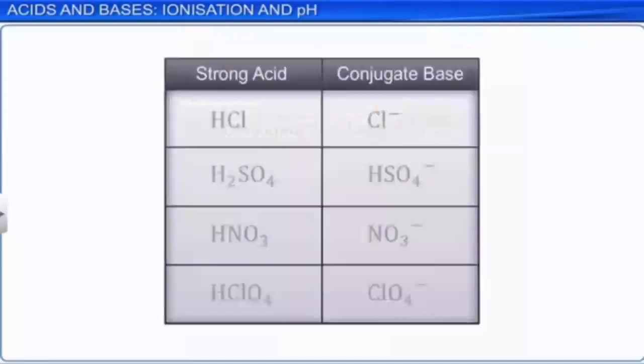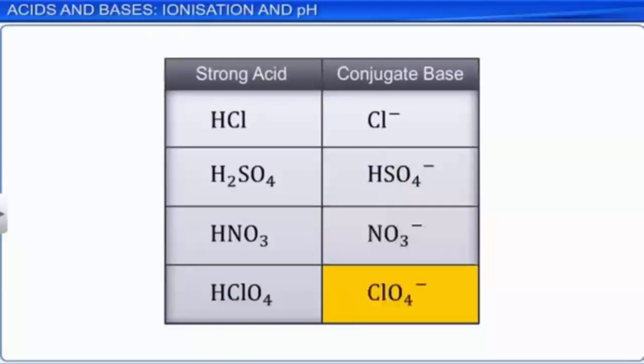Strong acids like hydrochloric acid HCl, sulfuric acid H2SO4, nitric acid HNO3, and perchloric acid HClO4 have very weak conjugate bases, like chloride ion Cl-, bisulfate ion HSO4-, nitrate ion NO3-, and perchlorate ion ClO4-.